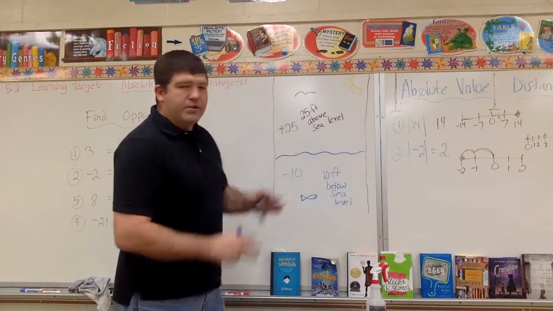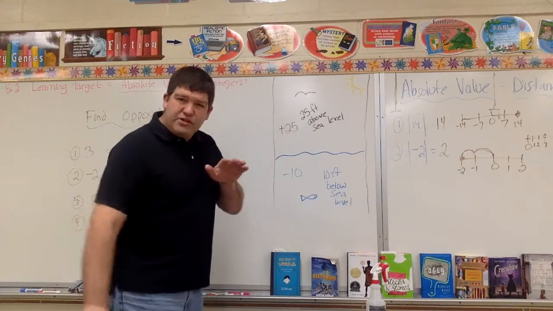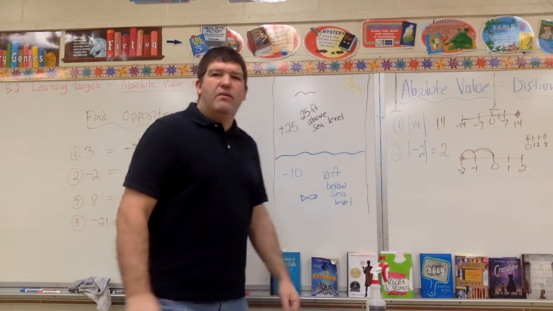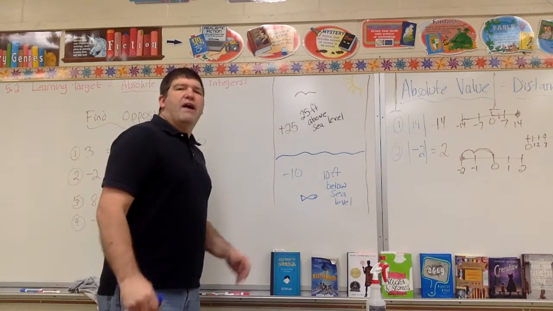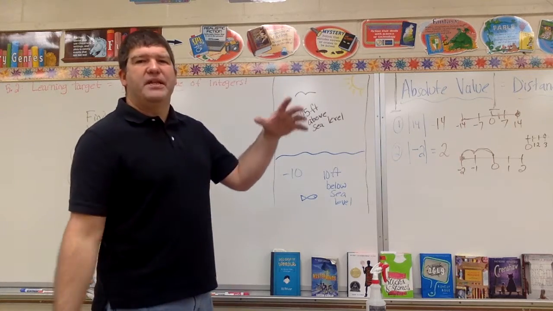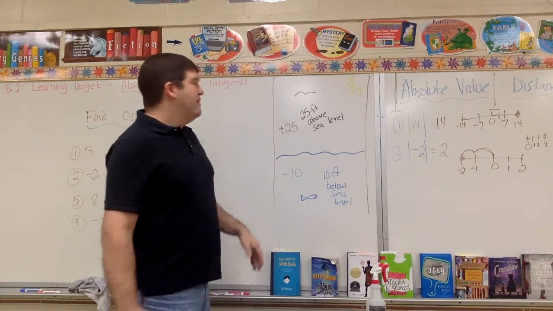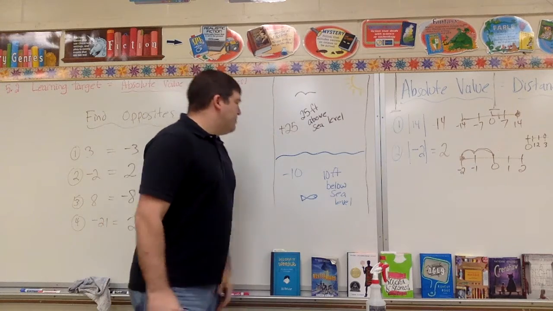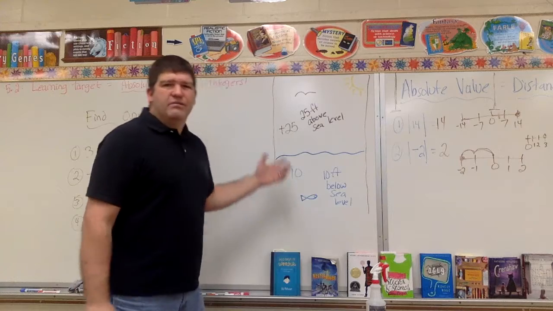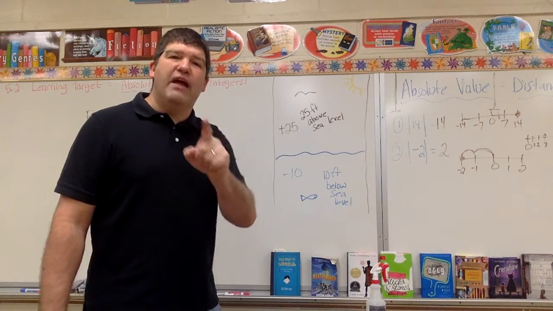So we have these numbers here. We have a bird flying 25 feet above sea level. We have a fish swimming 10 feet below the sea level. I want to find what is their absolute value. What's the distance between these two? From this one way down here and this one way up here. What's the distance? Do I add these? Do I subtract them? I find the absolute value.